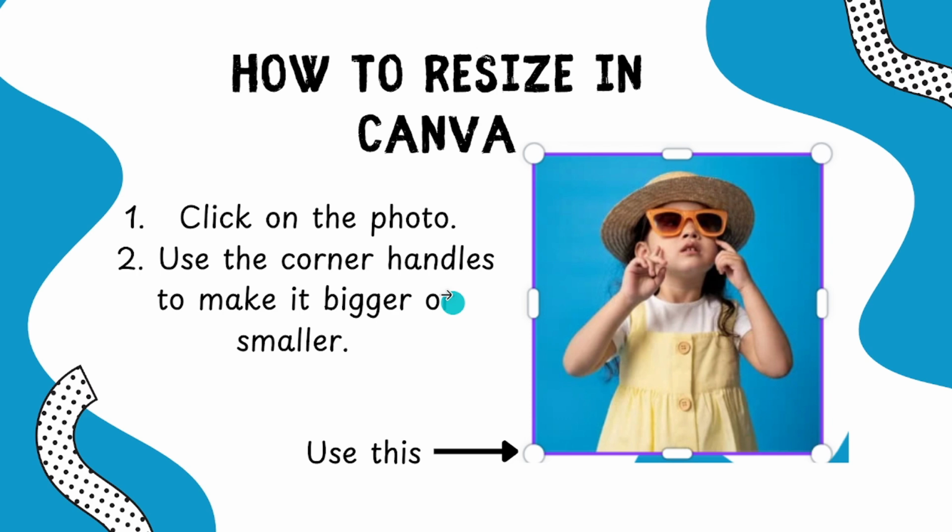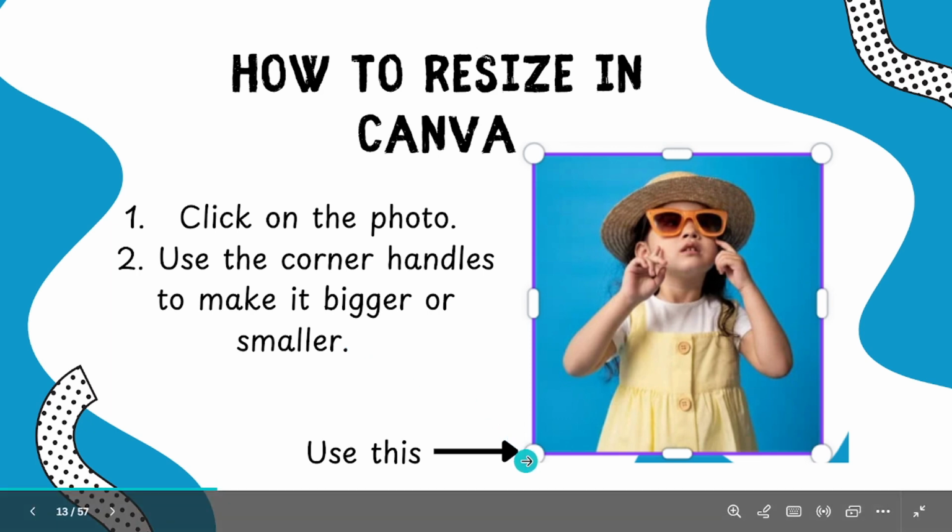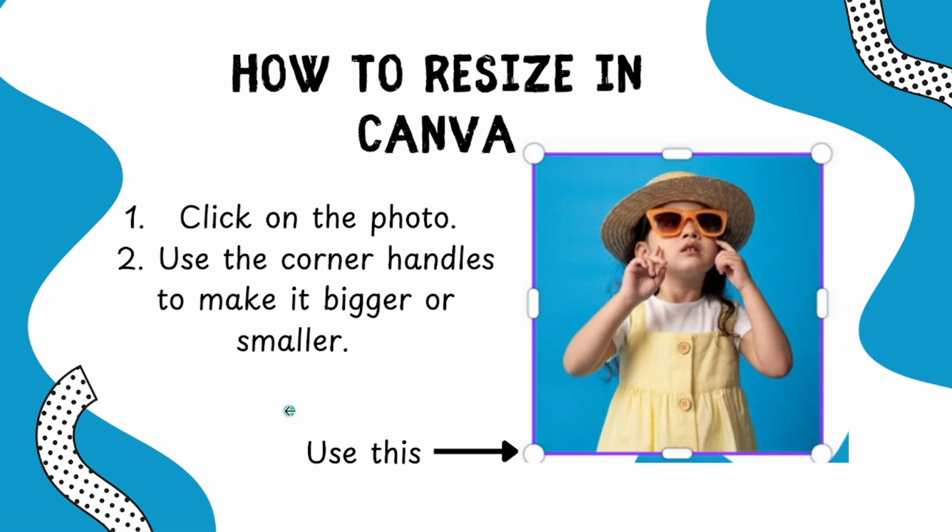We resize by clicking on the photo, then you use the corner handles to make it bigger or smaller, just from here, not here. You just use this circle at the edge. If you move it inwardly like this, then you're making it smaller. If you move it out like this, then you're making it bigger. It's very simple.